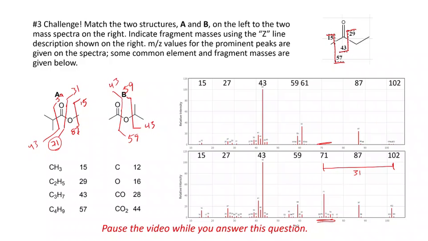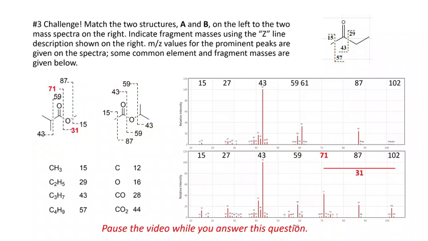All right, so all the other numbers, 43, 59, are in both spectra. It really doesn't help. The 87 and 15 are basically there in both of them. It's just this very specific 71 right here. Key difference between. So we conclude that this special peak of 71 indicates that it must be the first structure, A, and that leaves B to be this first structure.